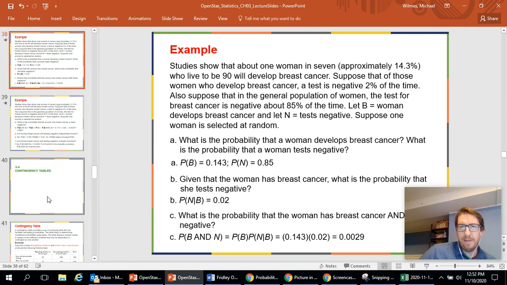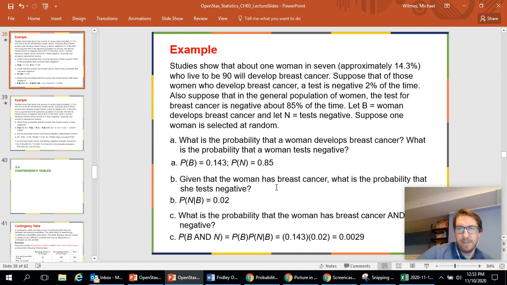So let B be a woman developing breast cancer, and N be a negative test. Suppose one woman is selected at random. So what's the probability a woman develops breast cancer? Well, they give that to us, 14.3%. So changing that to a decimal, 0.143. And what's the probability that a woman tests negative? So this is just a woman in general. So women are testing negative 85% of the time, so 0.85.